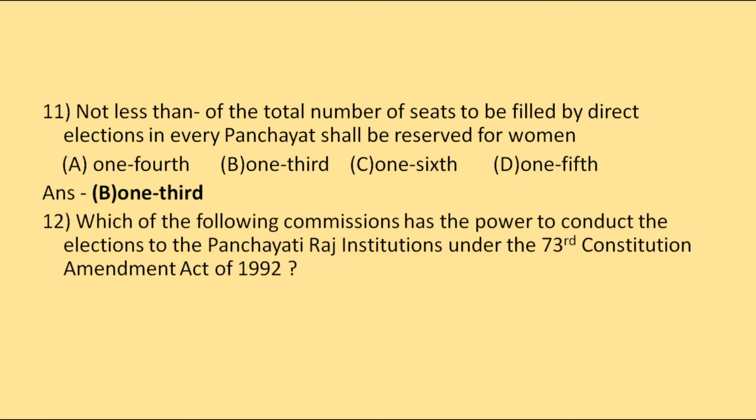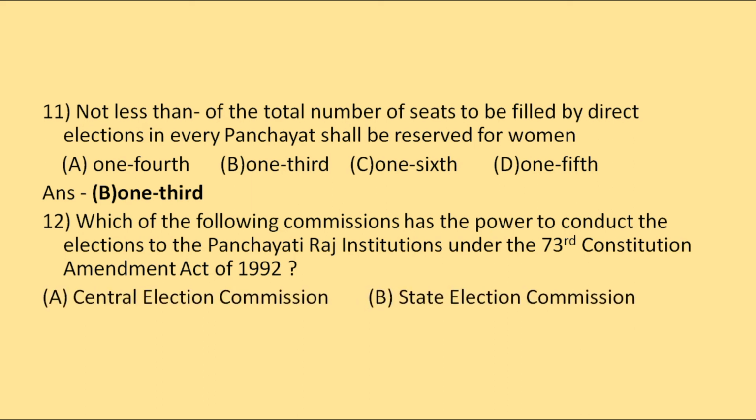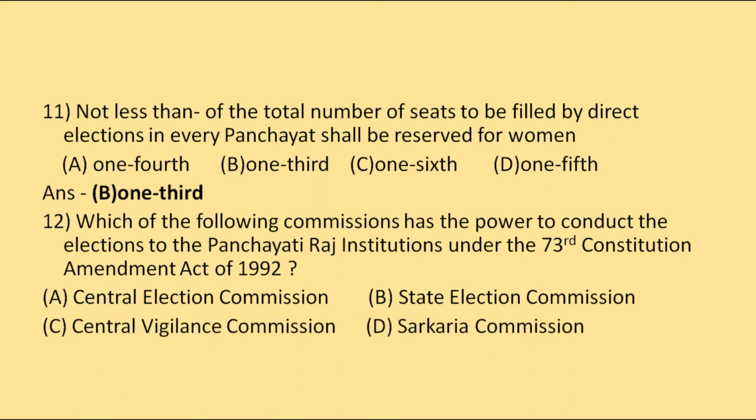Then, which of the following commissions has the power to conduct the elections to the Panchayati Raj institutions under the 73rd Constitution Amendment Act of 1992? Options are Central Election Commission, State Election Commission, Central Vigilance Commission or Sarkaria Commission. So the correct answer will be State Election Commission.